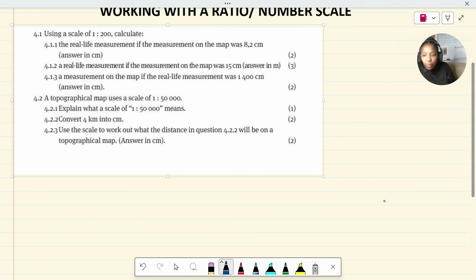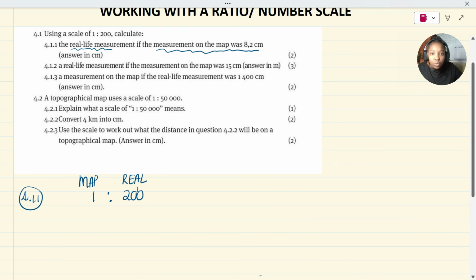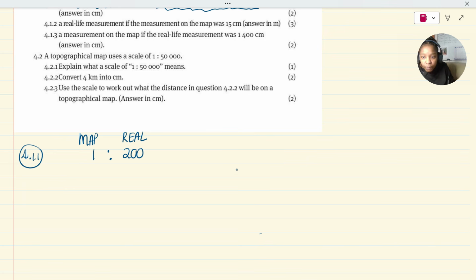Let's look at question 4.1.1. It asks us to calculate the real life measurement if the measurement on the map was 8.2 centimeters. So we're given the scale of 1:200. Remember, the 1 represents the distance on the map and the 200 represents the distance in real life. We are told that the distance on the map is equal to 8.2 centimeters.